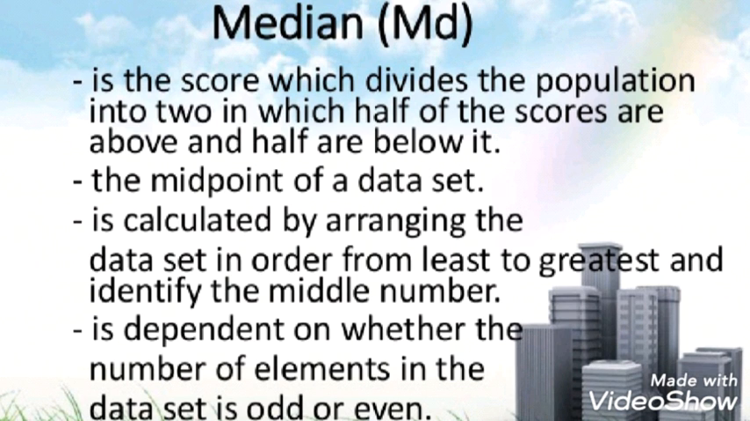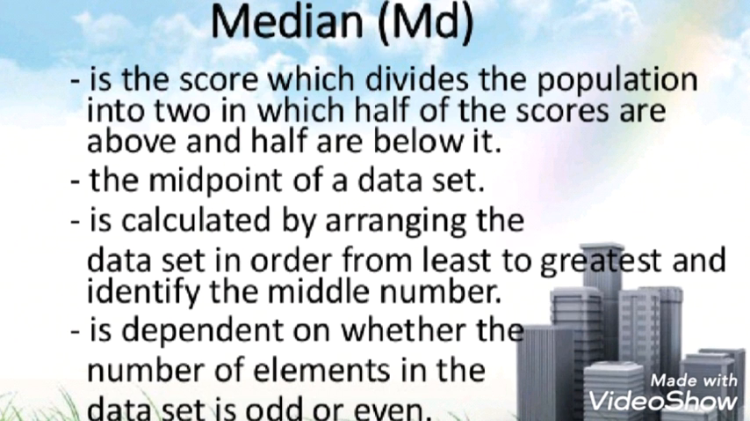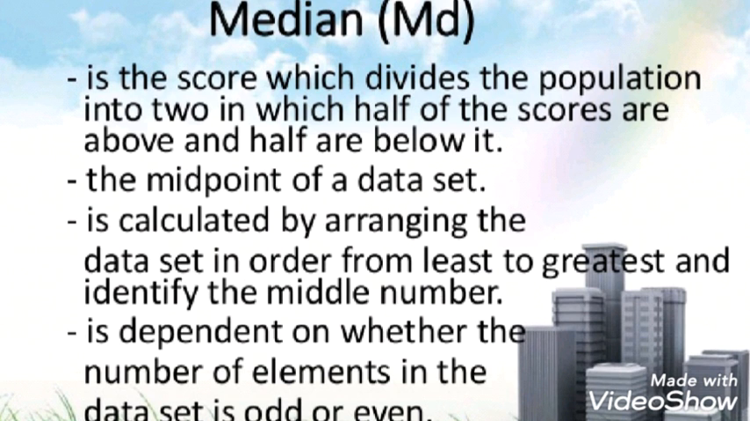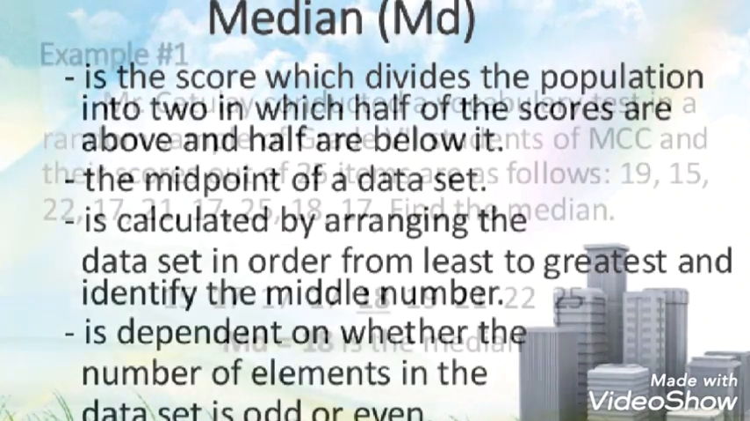The median is dependent on whether the number of elements in the data set is odd or even. The median is found by arranging the data from the greatest to smallest, or smallest to greatest, in a sequence. Then you find the middlemost number, and that is known as your median. So we'll see the example.